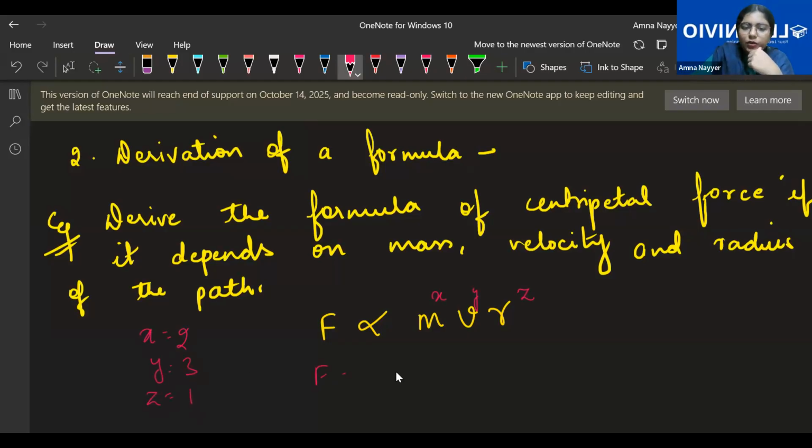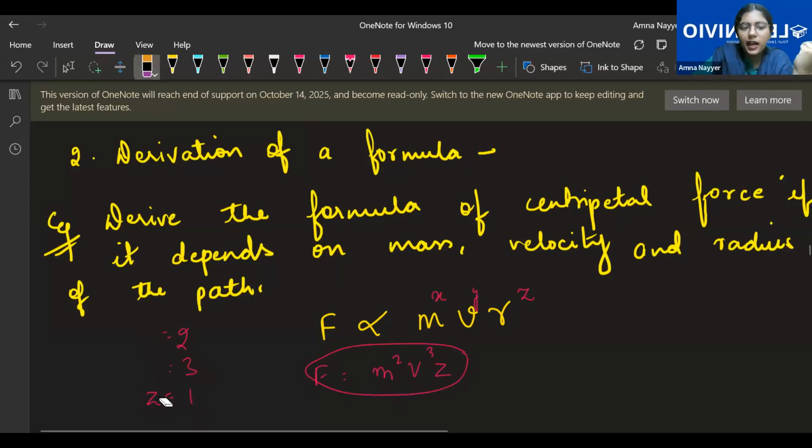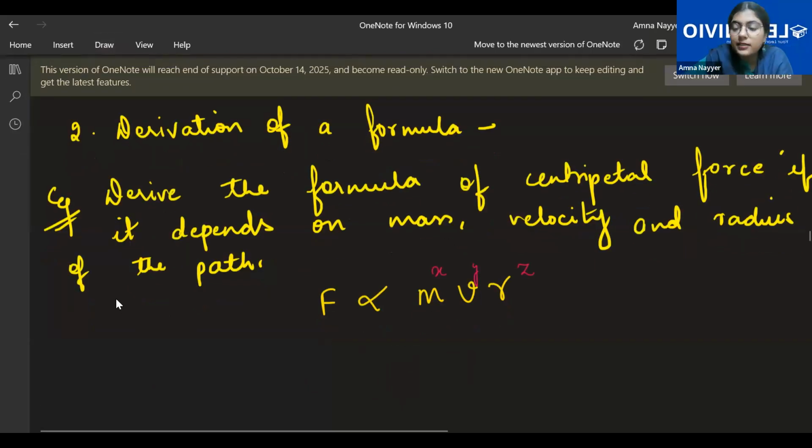So I can say force is equal to m to the power 2, v to the power 3, and r to the power 1. So this becomes a formula. Right, so that's how we have to derive a formula. Now see, the derivations that we'll be discussing in the rest of physics will be different. Like we discussed the derivations of motion in a straight line, right? Those derivations were different.